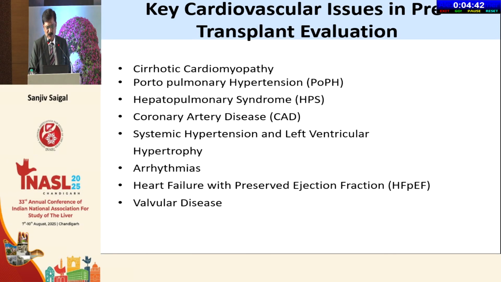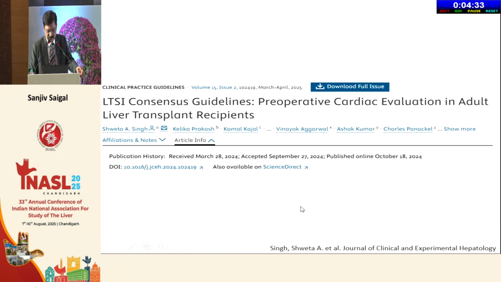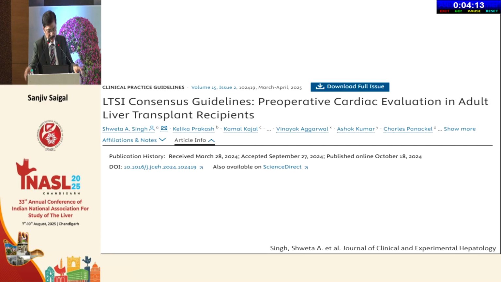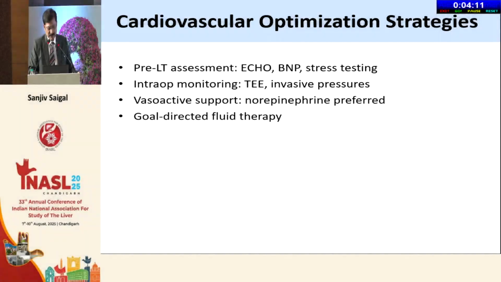So cardiovascular, again, I know it's a very tight time for so much to discuss, but just to give you a snapshot, you all know everything, all these things, I'm sure. Again, this is a consensus guideline from LTSI. I'm very happy to present this guideline. You all should read it. Shweta did a great job. Charles was also involved in this. So that we have our own guidelines now, and as a representative of LTSI, I make sure that we should have our own guidelines based on our own experience, and that should be promoted.